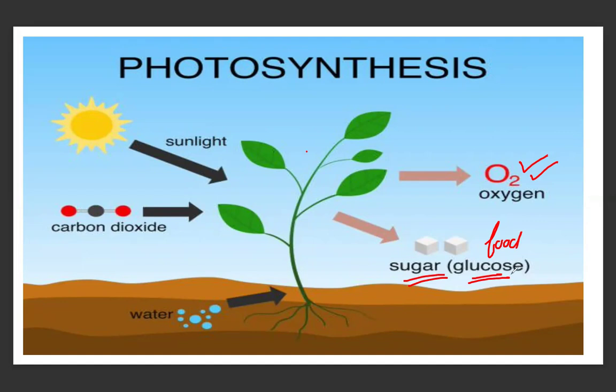So by using carbon dioxide, sunlight and water, they are preparing their food, that is glucose. Apart from that glucose, they are releasing oxygen. So this is exactly the process we call photosynthesis.